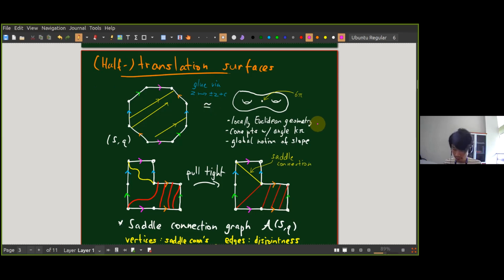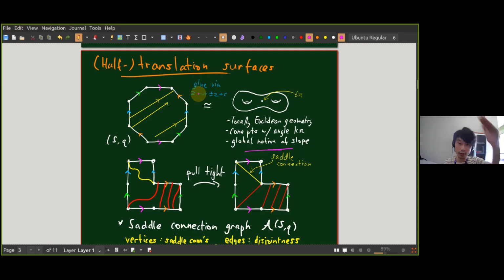So there are some nice facts. As I mentioned, locally, you have a Euclidean metric. So away from the singular point, there's a nice flat geometry. The cone points would be multiples of pi because I'm only ever gluing by translations or half translations. And the important thing is that there's a global notion of slope. If I have a vertical slope, and I do a translation or rotation by pi, this always stays vertical. So if I follow this yellow line, for example, if I go through here and come out this side, it stays parallel to itself. If I keep going, that remains true.